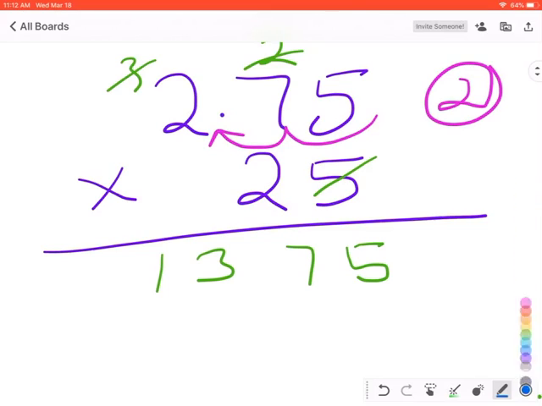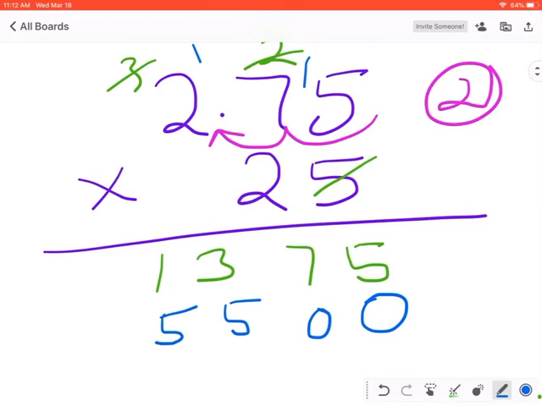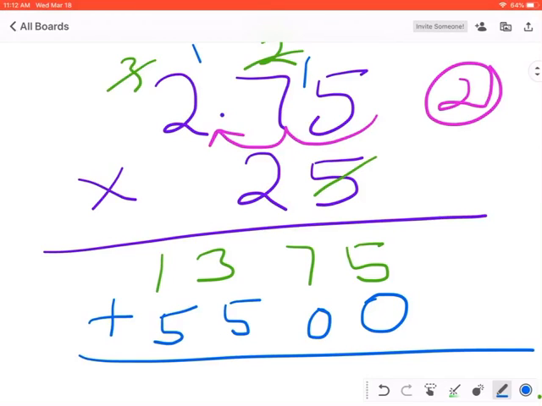Now we're going to multiply out that 20 part, so we need to drop a 0. 5 times 2 is 10. 7 times 2 is 14, plus 1 is 15. And 2 times 2 is 4, plus 1 is 5. Let's add it up. 5 plus 0 is 5. 7 plus 0 is 7. 3 plus 5 is 8. And 1 plus 5 is 6.